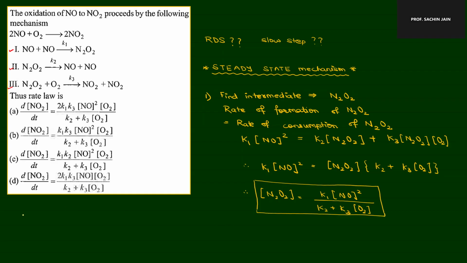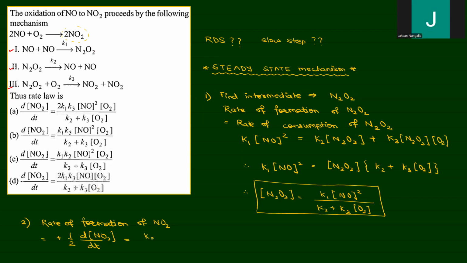So intermediate का important step. अब we have to find the rate law with the help of rate of formation. Now, in which step NO2 is getting formed? The third step. Okay, and rate of formation of NO2 as per the original reaction, can I write it as plus 1 by 2, the stoichiometric or reciprocal, dNO2 by dt? Yes. That will be equal to K3 into N2O2 into O2. अब N2O2 को you just substitute.